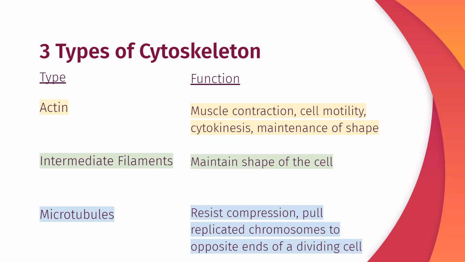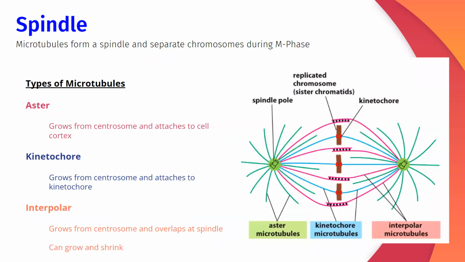Intermediate filaments we really don't talk about, but they are also for just shape and structure. And then microtubules are the ones that we're going to talk about the most. They are really rigid structures, so they can resist compression on the cell. They are our spindles that will pull our replicated chromosomes, or sister chromatids, apart towards spindle poles. And we will talk a lot more about them now.